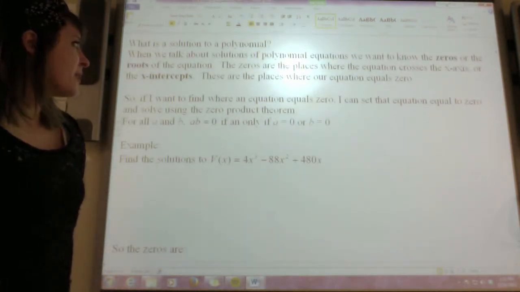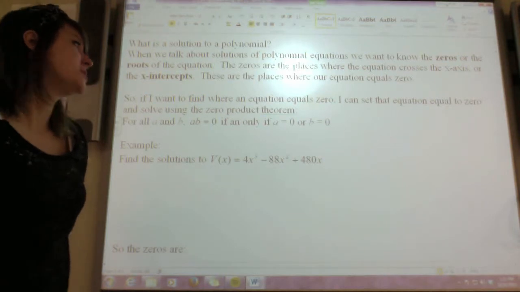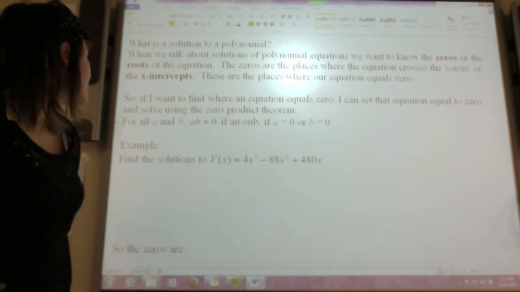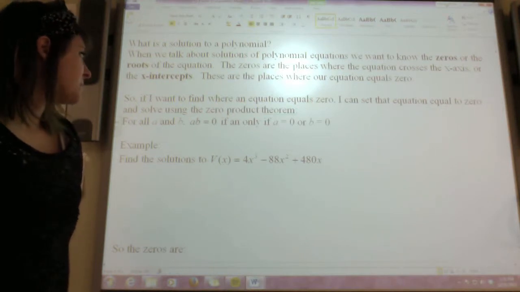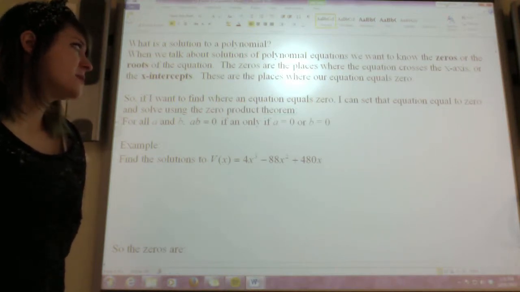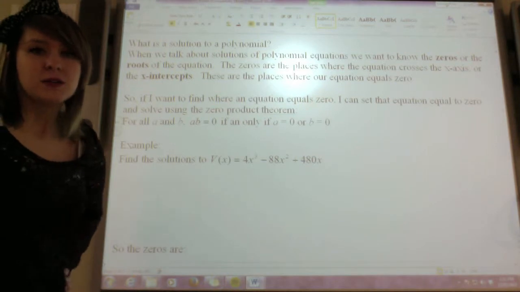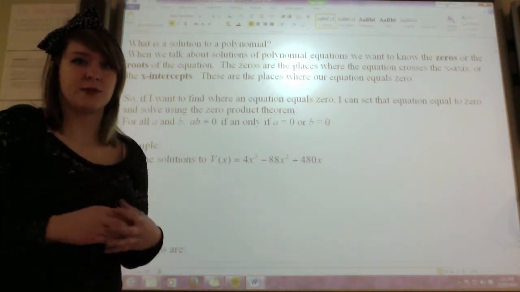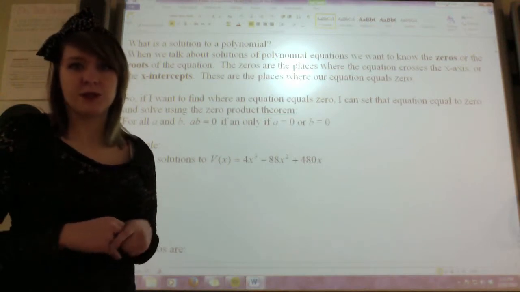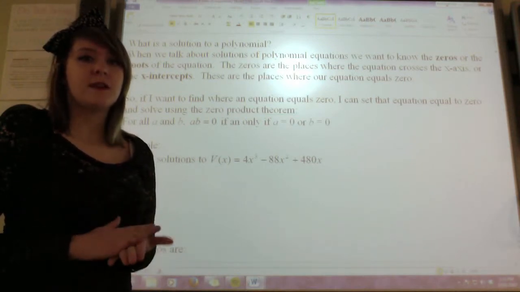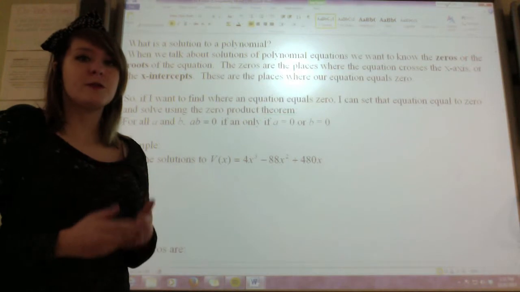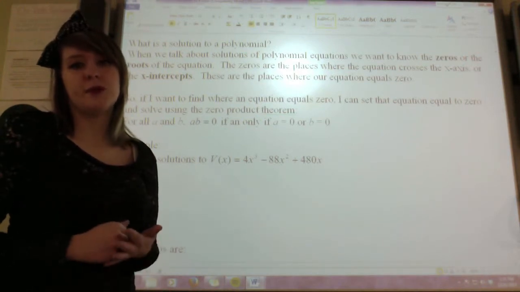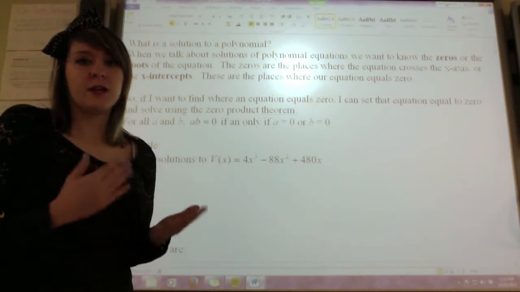So if I want to find where an equation equals 0, I can set that equation equal to 0 and solve using the zero product property. For all a and b, a times b equals 0 if and only if a equals 0 or b equals 0. So when we factor this quadratic into two different binomials, something like x plus 7 times x plus 2, if we say that equals 0, that means one of those factors needs to equal 0. So we can set them both equal to 0 and solve for each different root.